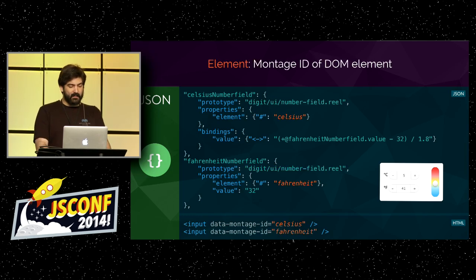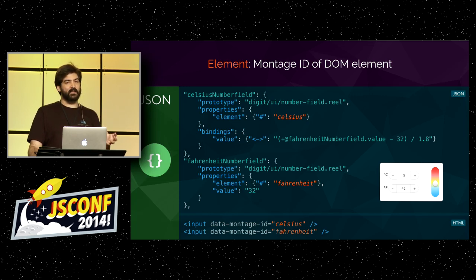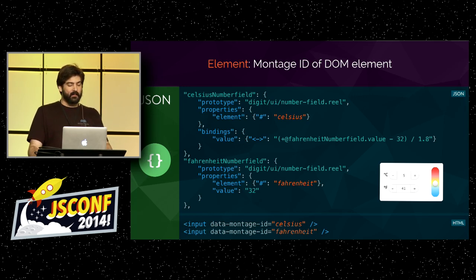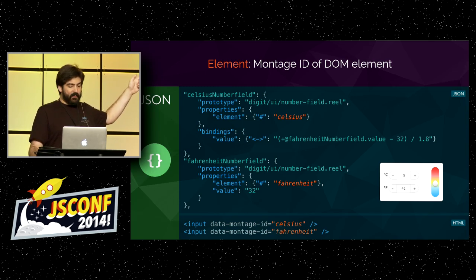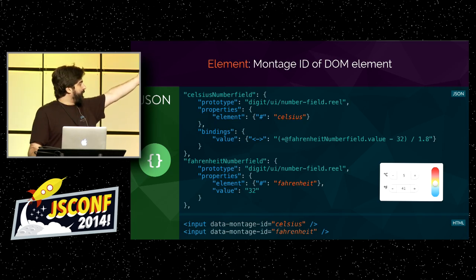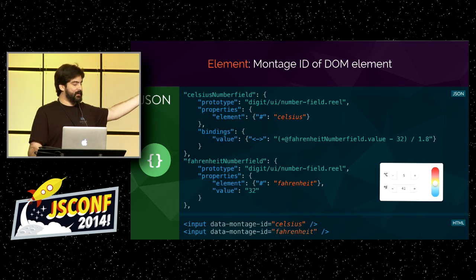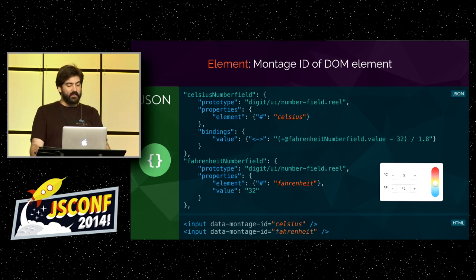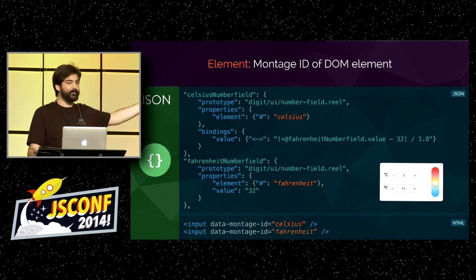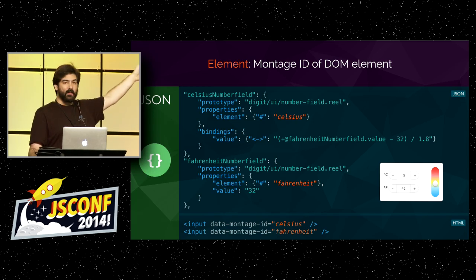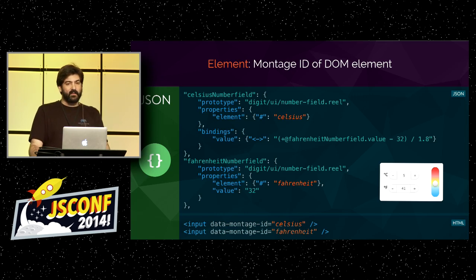So next, we want to be able to take those objects from the component declaration and attach them to the document object model. And to do that, we have this element property, which I've highlighted here. And so the element property in the component declaration correlates with a data-montage-id attribute in the associated HTML tag. So if you look at the bottom and you see that we have those two input fields with data-montage-id tags for Celsius and Fahrenheit, those get attached to those number field components that we've instantiated in the object. This is really significant here.